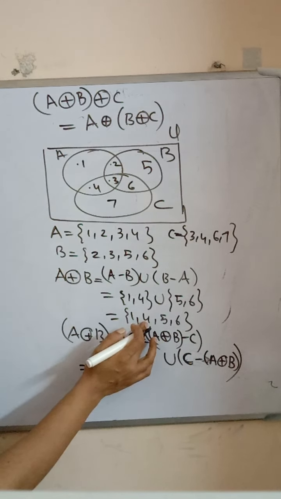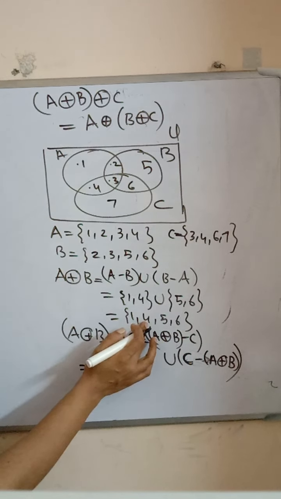For that, first B symmetric difference C, that is B difference C union C difference B. B difference C is the set of elements in B but not in C. So here 2, 3 are in set B but not in C, and 5, 6 are in set B but not in C. So 2, 3, 5, 6, union C difference B. C difference B is the set 4, 7. Its union is 2, 3, 4, 5, 6, 7. Okay.